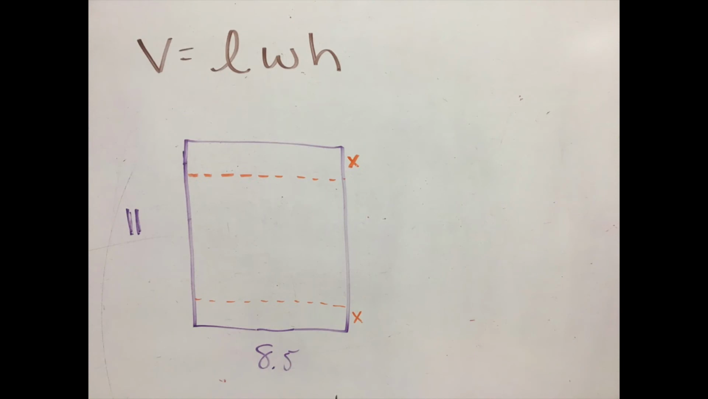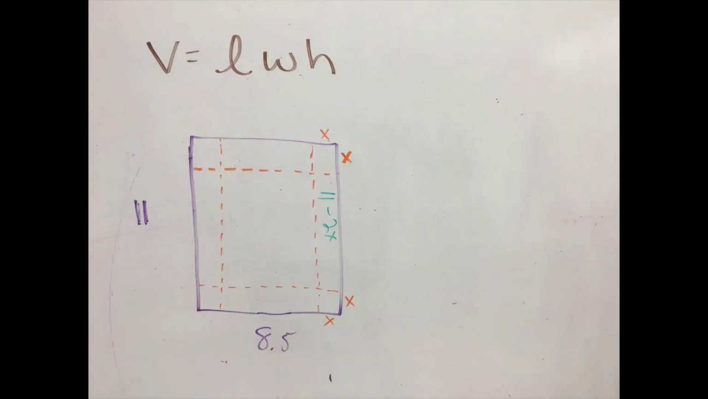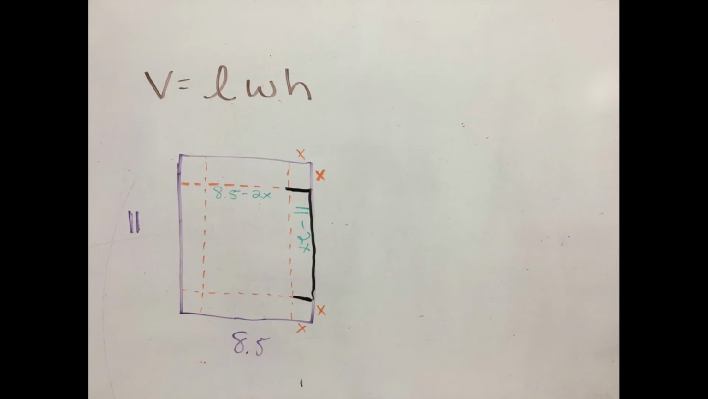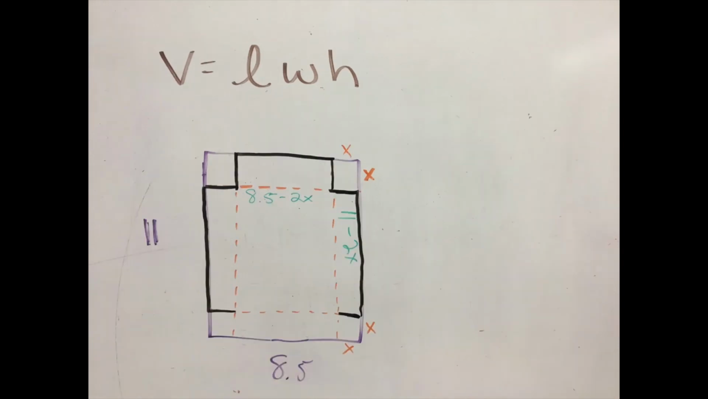We call that x. So the new length is 11 minus x minus x, and the new width is 8.5 minus x minus x. So we cut the corners out, and then we take the sides that are left and fold those up. And that's what makes the height of the box, or the borders around the box. Now the inside rectangle, that's your base.